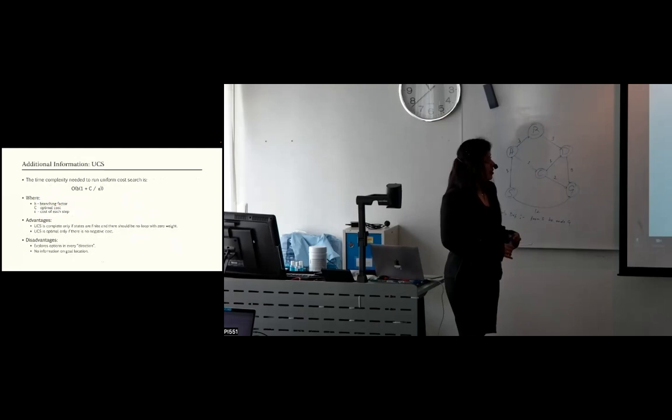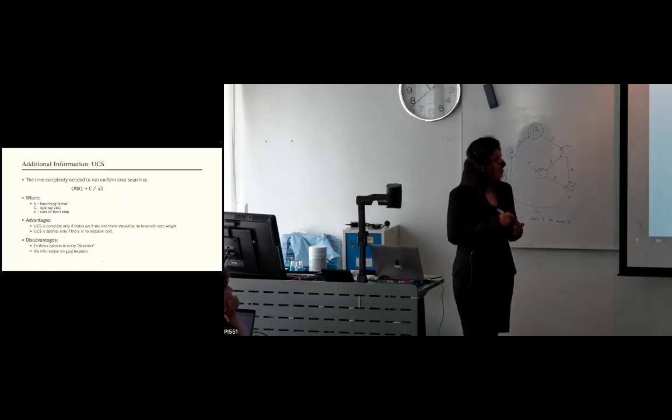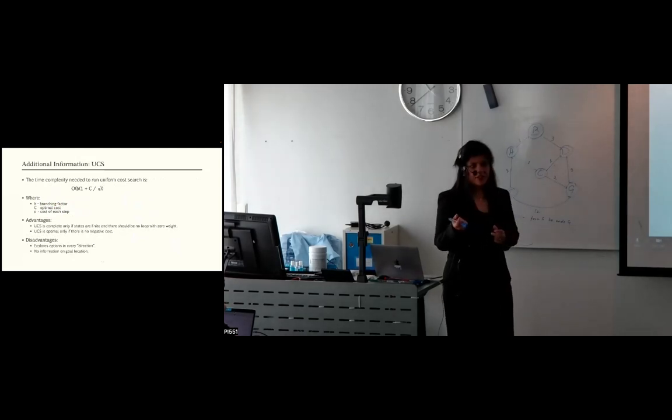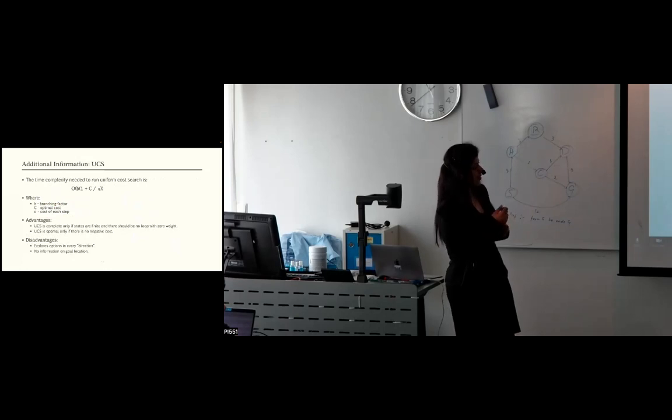So the time complexity needed to run uniform cost search is big O notation with the branching factor. What would be the branching factor in that case where we are starting? And then 1 plus optimal cost. What would be the cost of that edge? And epsilon is the cost of each step, cumulative. So in that way, we have the time complexity of this.